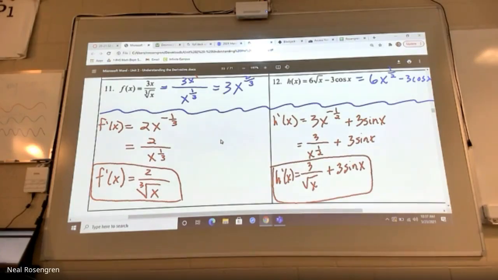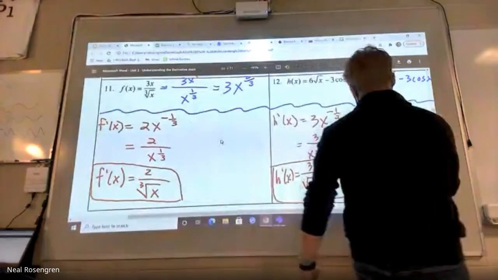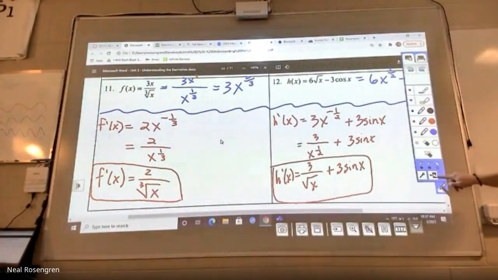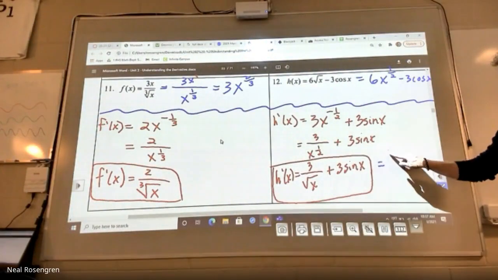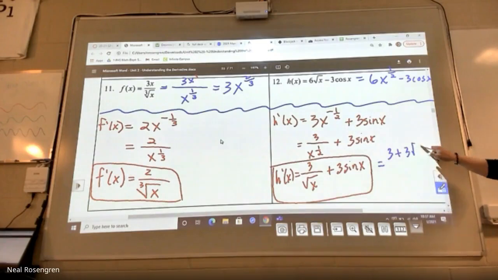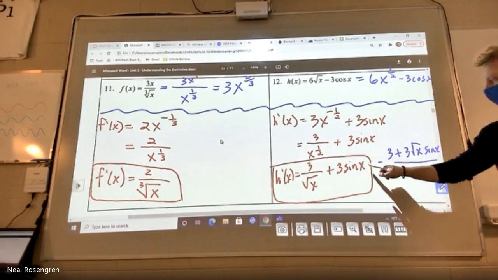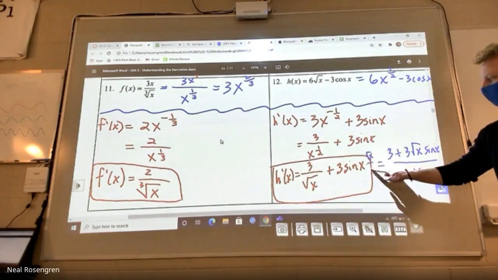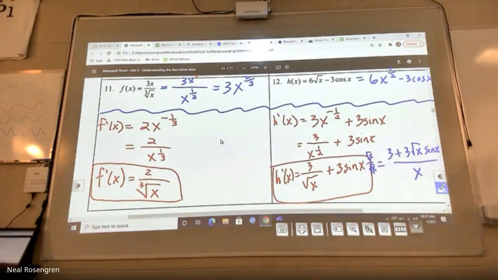Did anybody take 12 and make a single rational function out of it? Big, what'd you get? I got 3 plus 3 square root of x sine of x, all over 3 square root of x. Yeah. Cool. Perfect, right? Because all we have to do is multiply this one top and bottom by whatever that denominator is in there. I like that.